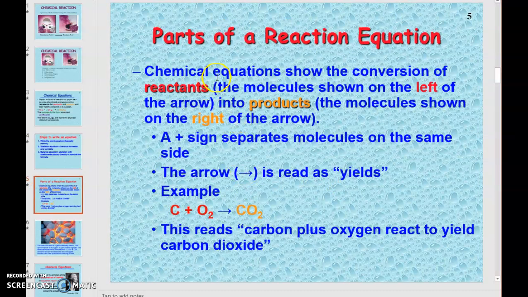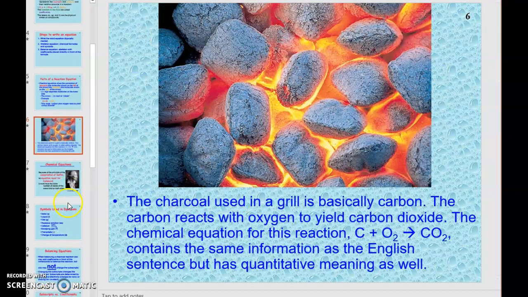All right, so the reactants are on the left, the products are on the right. There's an arrow that separates those. The arrow is usually read as yields or produces, so this would read carbon plus oxygen. Remember, oxygen is one of the diatomic gases, makes or yields carbon dioxide. One example, charcoal used in a grill is mostly carbon. A reaction to describe that would be carbon plus oxygen, because you need oxygen for a combustion or a burning reaction to take place, yields carbon dioxide.